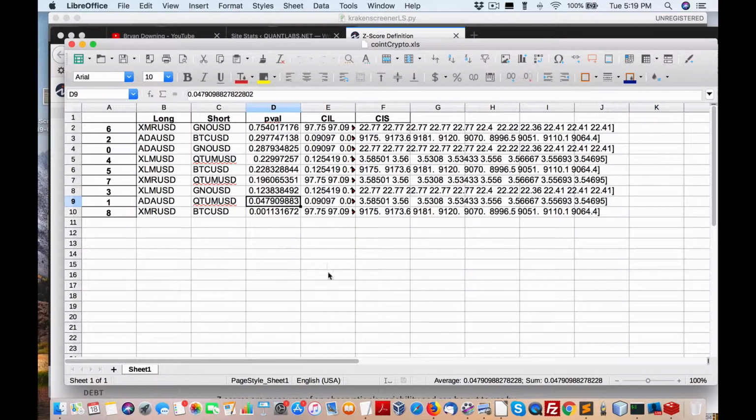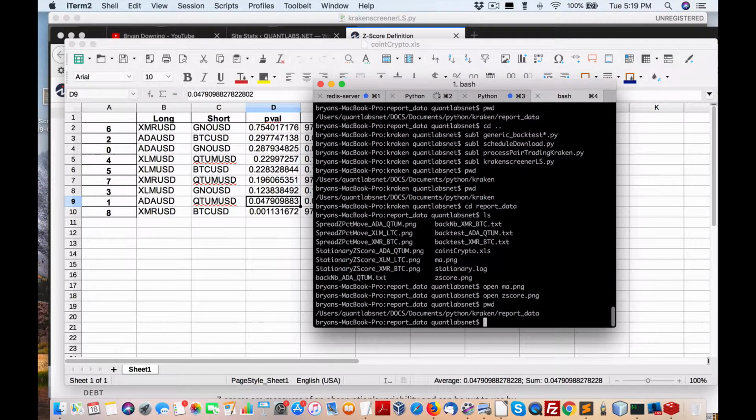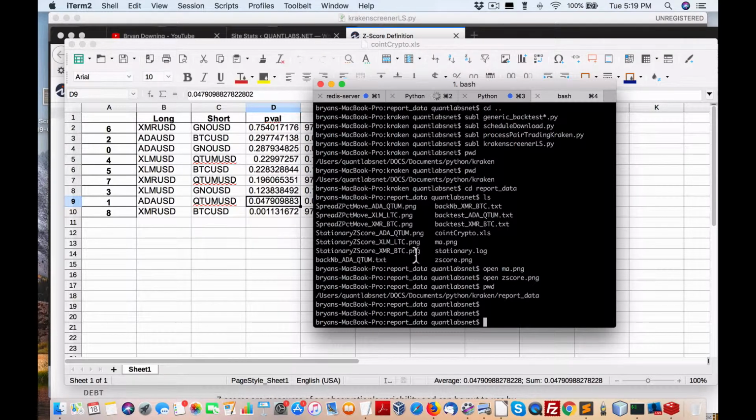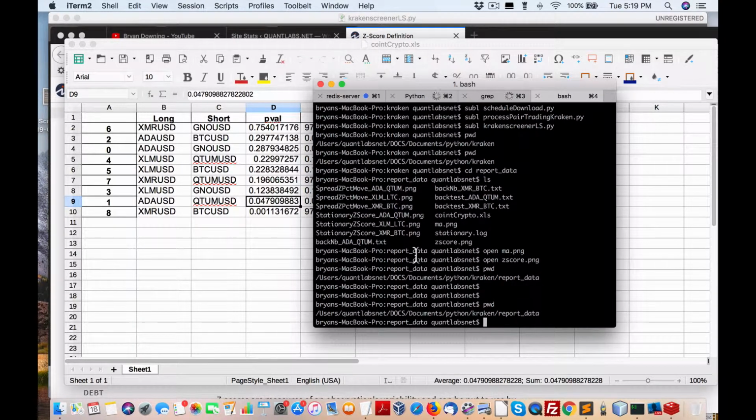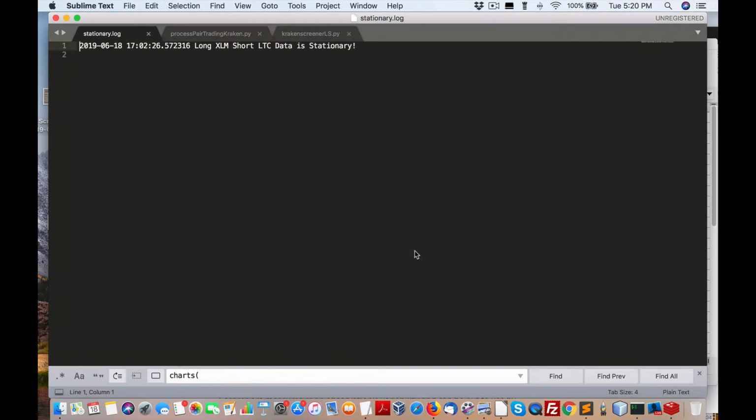So I run another set of charts and files. The first thing I do is, a lot of times these pairs are not stationary. So I have a log file called stationary. If it is stationary, it gets logged. So in this case, when it ran this test at long XLM, short LTC, data is stationary on this date and time period. So we can hopefully be safe to say we can use that pair as a potential pair trade for a certain amount of time.